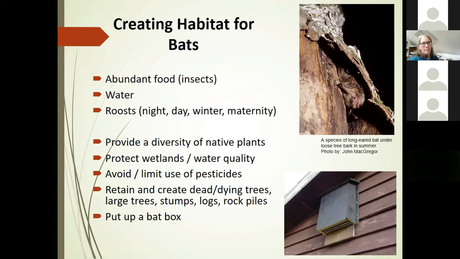So the bottom line is bats need a variety of different safe places to hang out and rest and eat their food and raise their young. A lot of our bats are associated with forests, but they're all strongly associated with wetlands, fresh water, and insects. Some of them are associated with conifer forests, but others are mixed deciduous forests. So again, providing a diversity of plants.